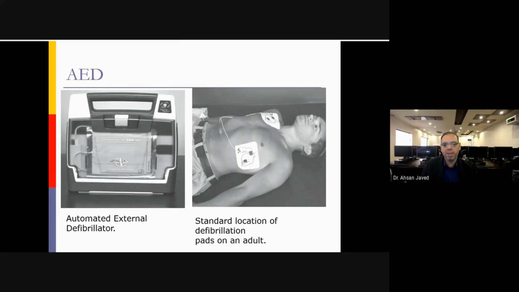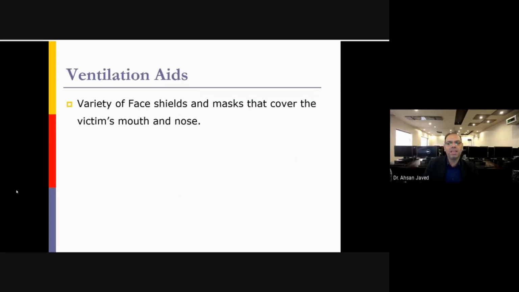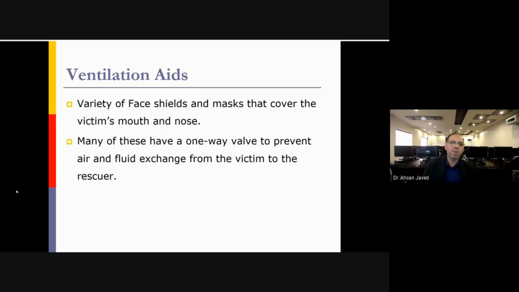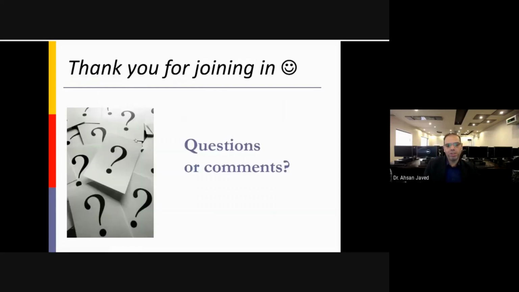So here is a presentation of how the AEDs will be applied. One patch will be applied around the right clavicle, the other on the left side of the chest. You start the push button, and the rest will be done by the automated external defibrillator. Then the patient may be needing ventilatory aids, may be needing a respirator, and the simplest ventilatory aids can be a face mask or face mask with a shield, which will be used to give the manual ventilation.